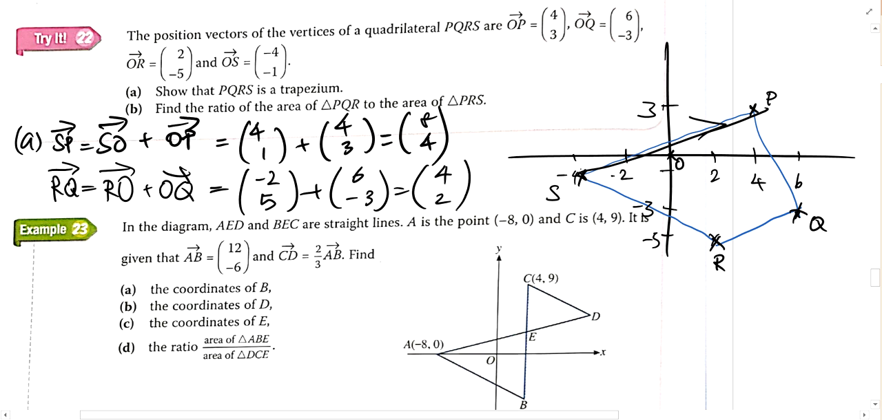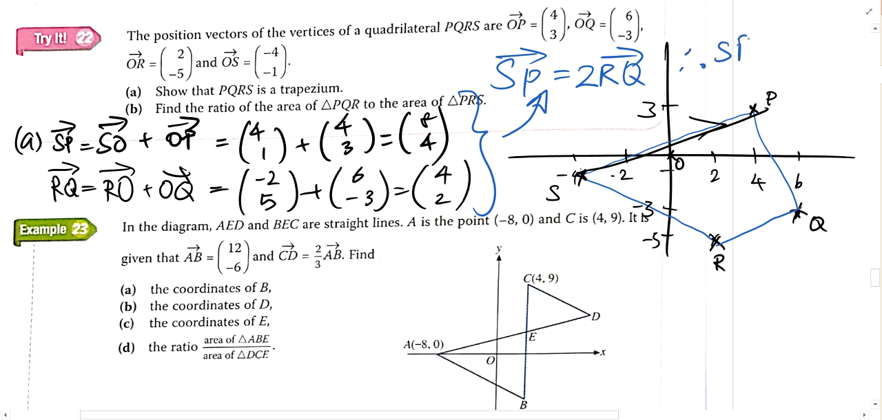Now looking at these two vectors, what can you tell me? Are they parallel? How do you know? This is not enough to tell me they are parallel. You need to have one more step. Okay, wait. Let me put it down here. SP equals to 2 of RQ. Can you already see that? SP is actually 2 times of RQ. Then you conclude. So, SP parallel to RQ. Therefore, it's a trapezium. Get it?